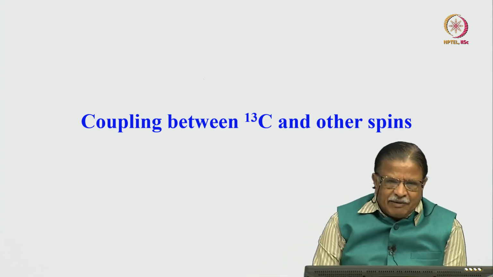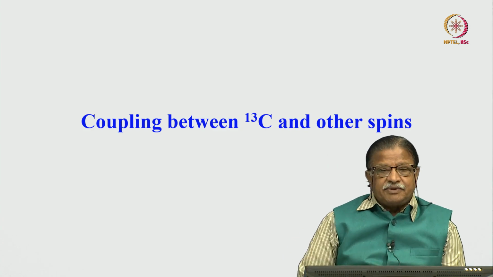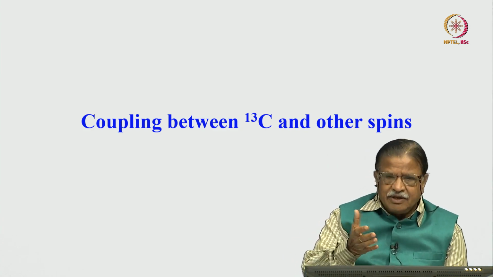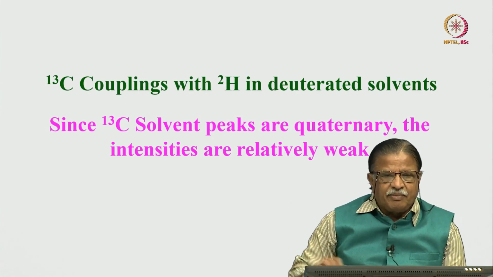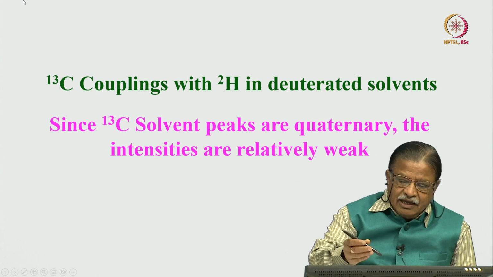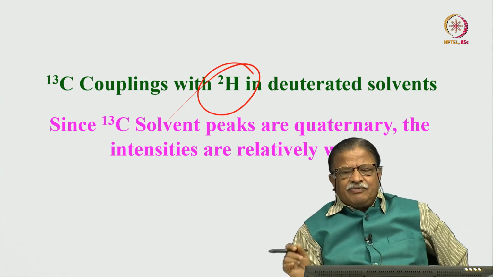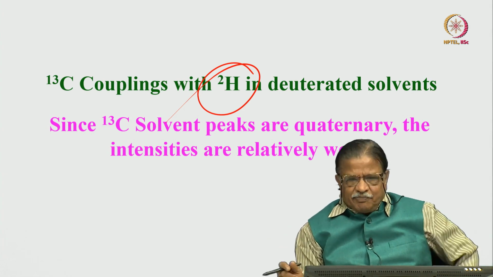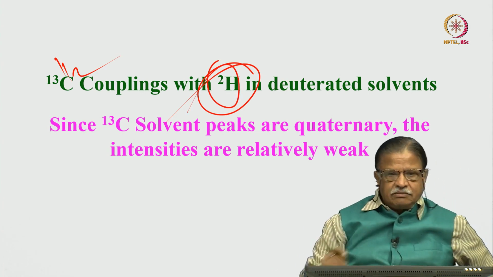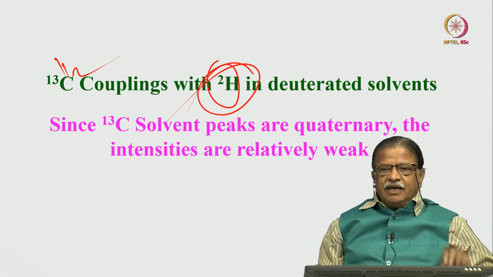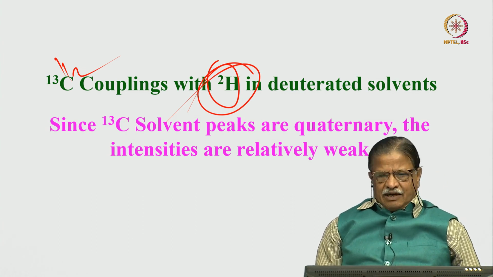Next, we want to understand the coupling between the carbon and other spins. Carbon 13 can also couple to other spins, like we saw in the proton case, proton phosphorus, proton fluorine, proton carbon coupling we got. Carbon 13 can also couple. Usually we record the spectrum in deuterated solvents. What happens when carbon is coupled to deuterium? How many peaks do we expect? Remember, carbon 13 is spin half, deuterium is spin 1. So, obviously, we get 3 lines of equal intensity.